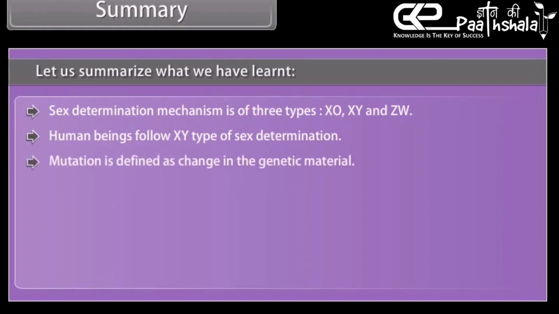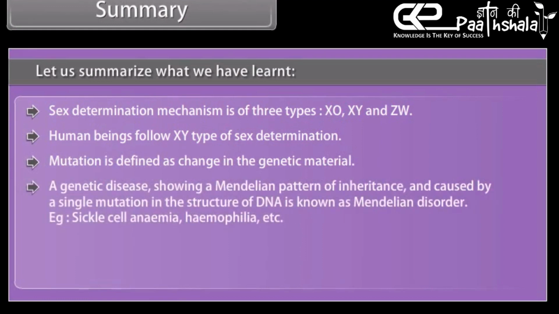Mutation is defined as change in the genetic material. A genetic disease showing a Mendelian pattern of inheritance and caused by a single mutation in the structure of DNA is known as Mendelian disorder. Example: sickle cell anemia, hemophilia, etc.